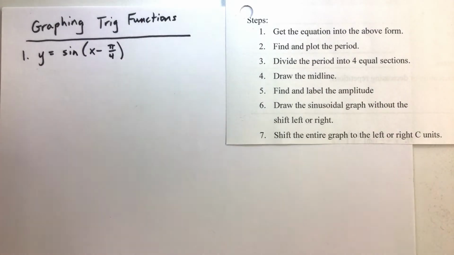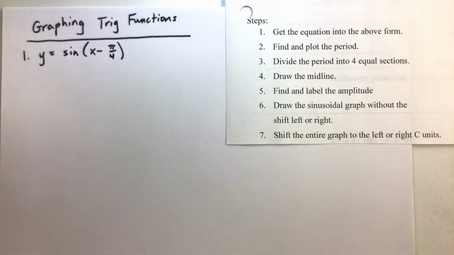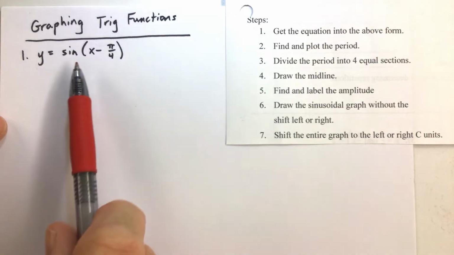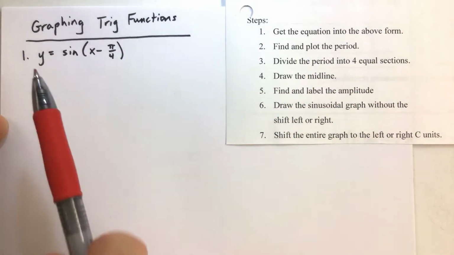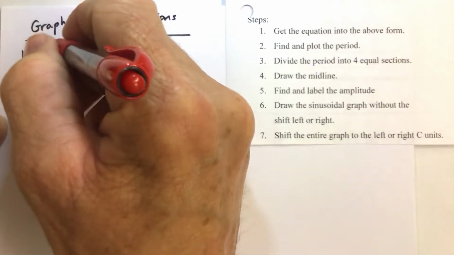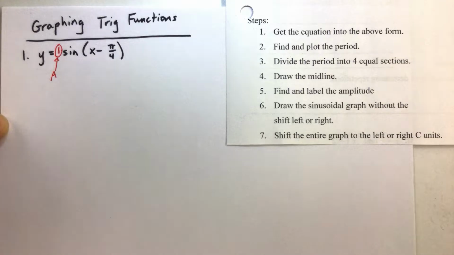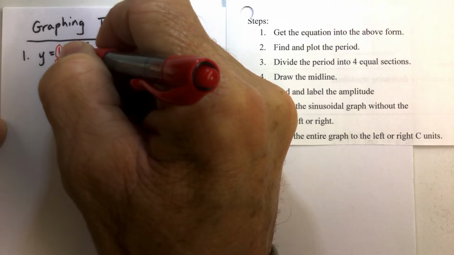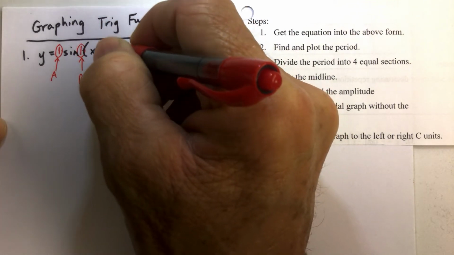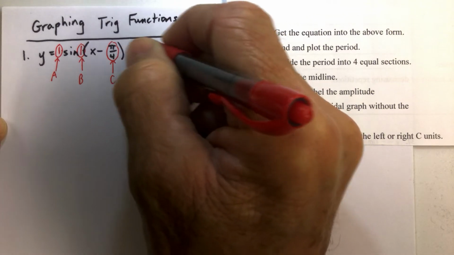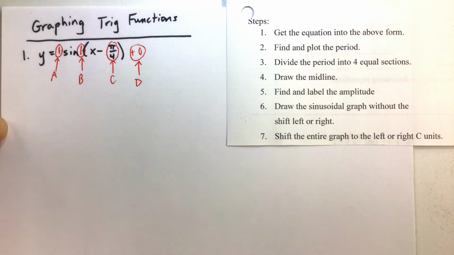So the first function we're going to be graphing is y equals sine of x minus pi over 4. One thing to keep in mind is that the function is already in the form that we just looked at, so we don't have to do anything about getting the equation in the above form. The coefficient in front of the sine is 1, so the a value is 1. The coefficient in front of the x is our b value. What's being subtracted from the x is the c value, and the d value, if there's plus 0, is 0. Okay, so we have our a, b, c, and d.